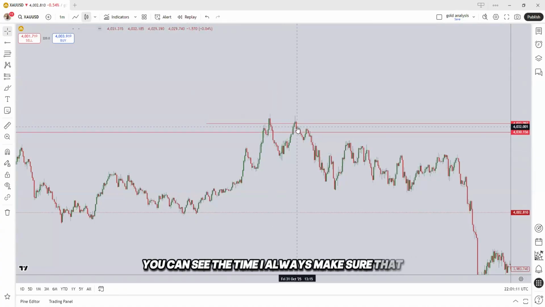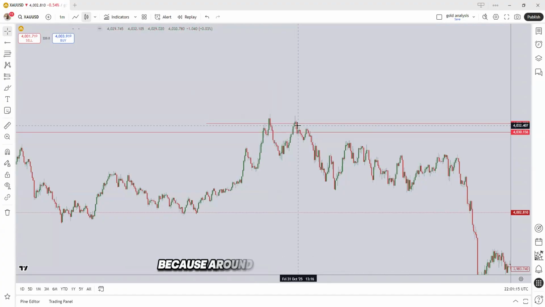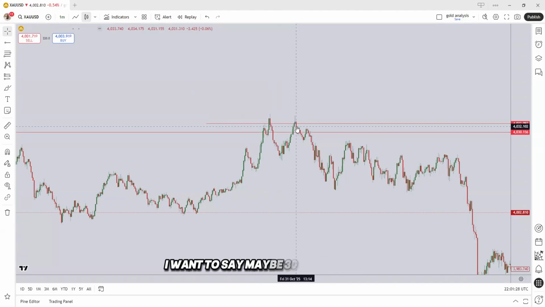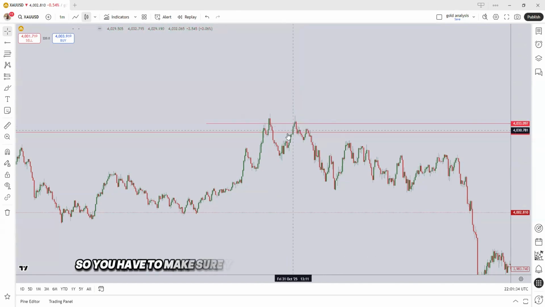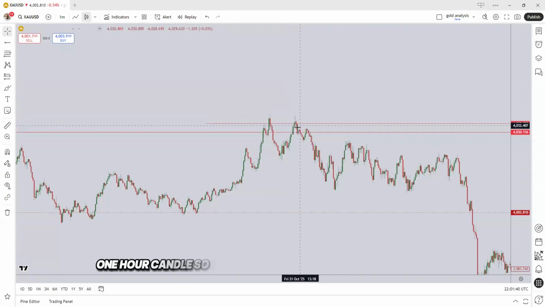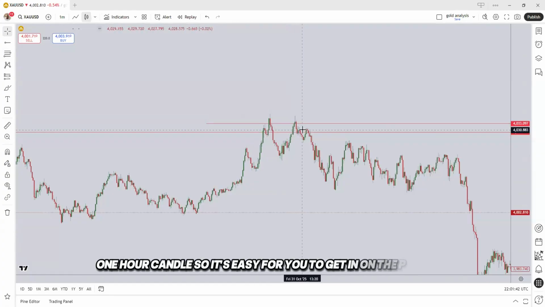I always make sure that's why I said always make sure that you enter around the first 20 minutes of the hour, you tend to see the real move happen very fast instead of waiting and waiting. If you enter a position like this, say maybe 30 minutes after, you'd have to keep waiting because the market might end up going to hit your stop. So you have to make sure your time is around the first 20 minutes of 1 hour candle. So it's easy for you to get in on the position.